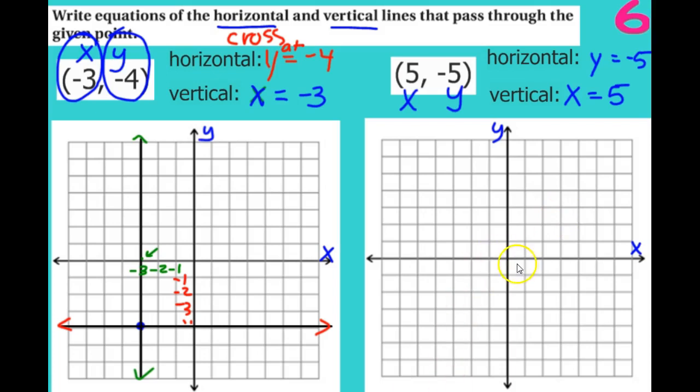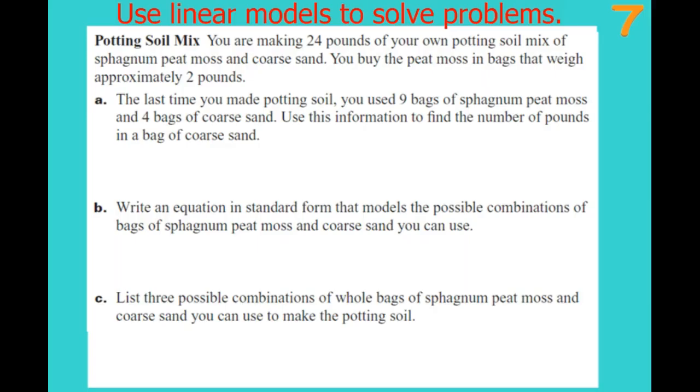If you did want to plot the point, x is 5 to the right, y is down 5. The horizontal line, yes, it does in fact cross the y-axis at -5. And then the vertical line does in fact cross the x-axis at a +5. So there are a couple questions like that on your homework.